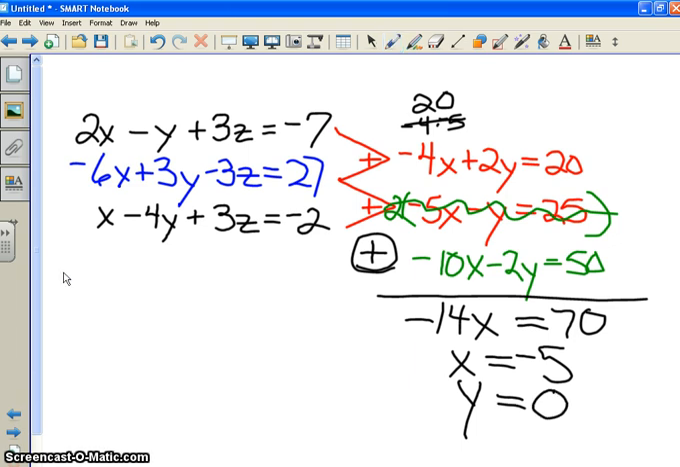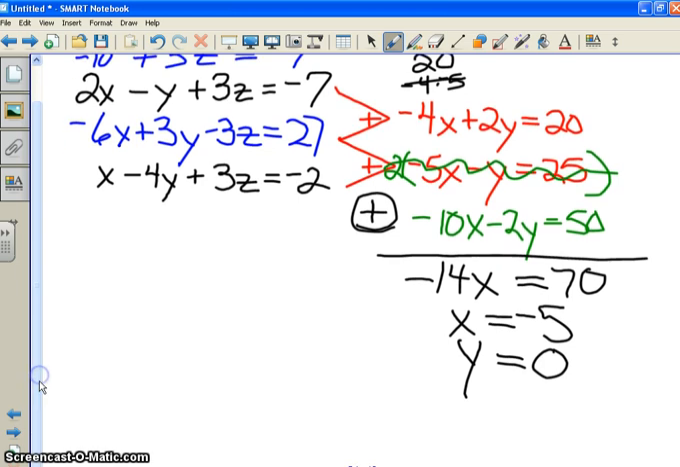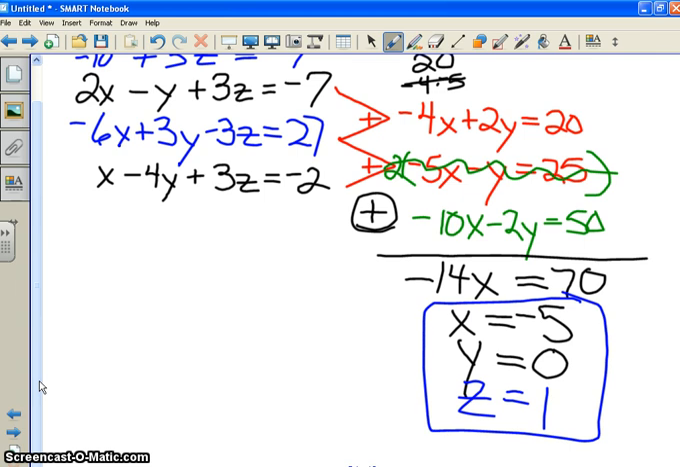And then we'll have to plug x and y into one of the original equations to solve for z. I'll do the first equation. So 2 times negative 5 is negative 10. Minus 0 is just going to be negative 10. Plus 3 times what makes negative 7. So when I add 10 to negative 7, I will get 3. And 3 times what is 3? 3 times 1 is 3. And those negative 5, 0, and 1 are our three answers.